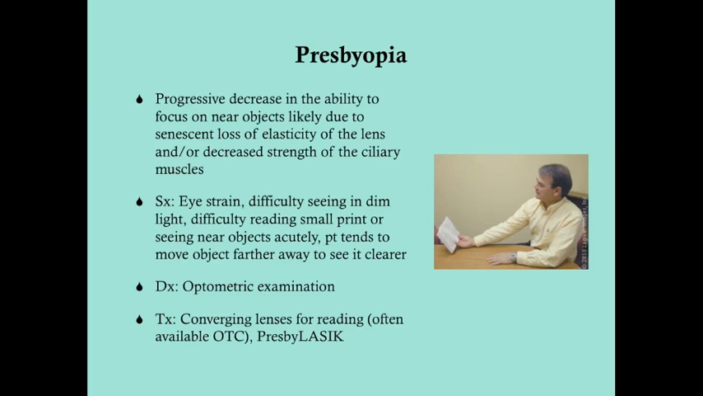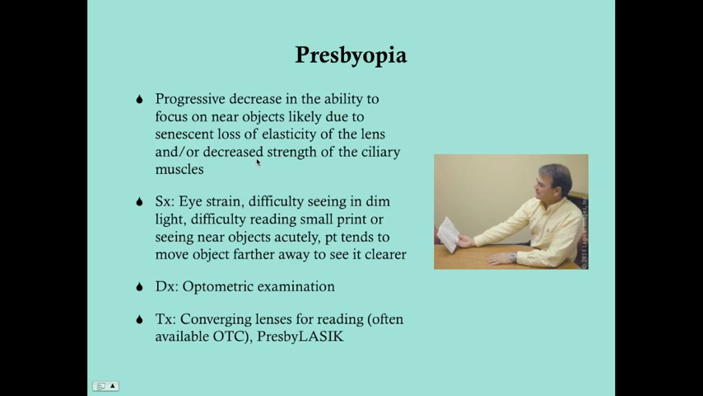And the treatment is converging lenses. So essentially what you have here is a hyperopia, because the lens cannot become convex enough to project the image properly. You would use a converging lens that would then project the image properly onto the retina. And so essentially this is like a hyperopia, but you develop it in older age, and it's not because of a refractive error, but it's because of a loss of elasticity in the lens or decreased strength of the ciliary muscles.